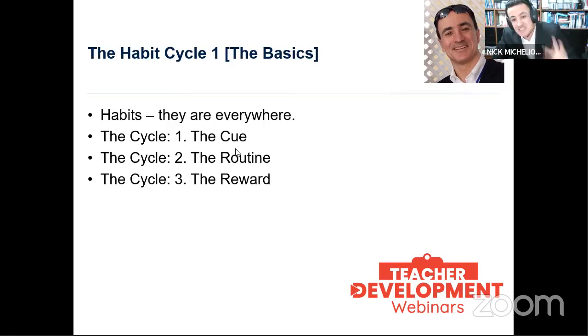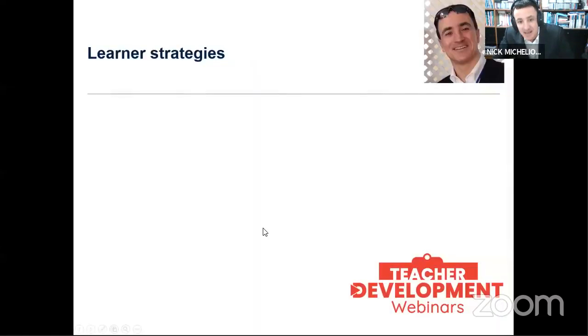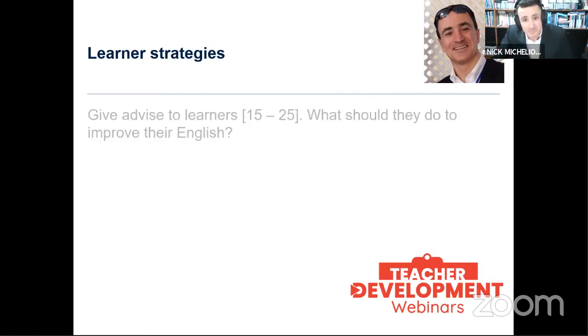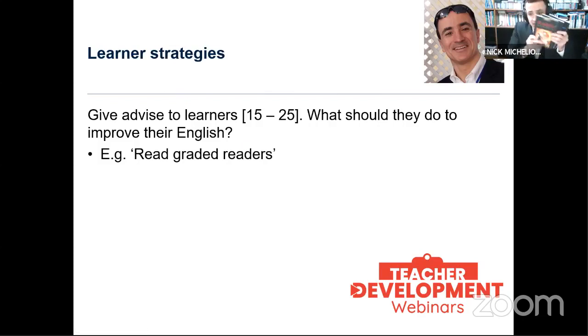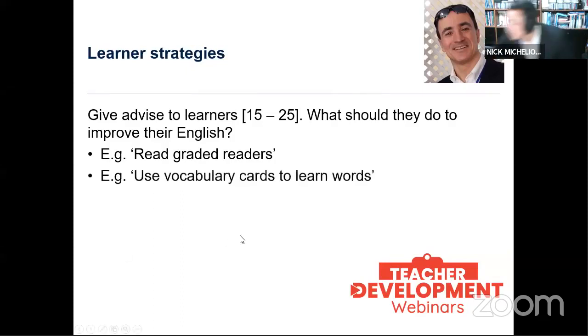So we want to use this idea and get our students to develop habits along learning strategies. Now, let's think about learner strategies. And here I would like contribution from you. I want you to give advice to learners, all right? Imagine you have a learner and they're about 15 years old, let's say. What would you advise them to do to improve their English? Let me give you two examples. Somebody might say, okay, you should read graded readers like these. Somebody might say, okay, you should use vocabulary cards to study words, to learn words, okay? What about you? What would you recommend?